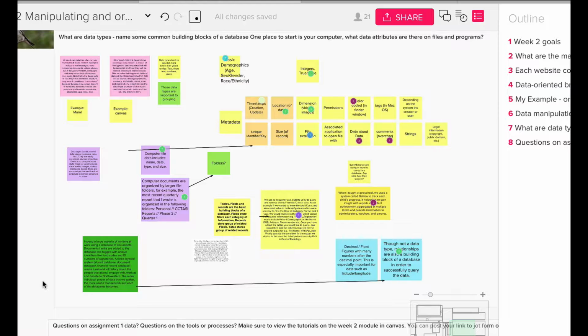So last of all, we kind of looked at data types. So in order to understand what you have to work with, date, time, text, numbers, all those things sort of have to be understood so that you understand the building blocks that you have to work with.